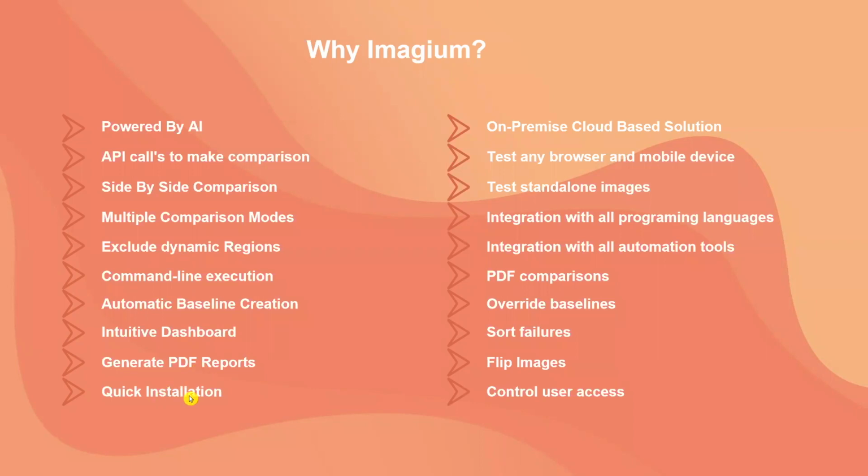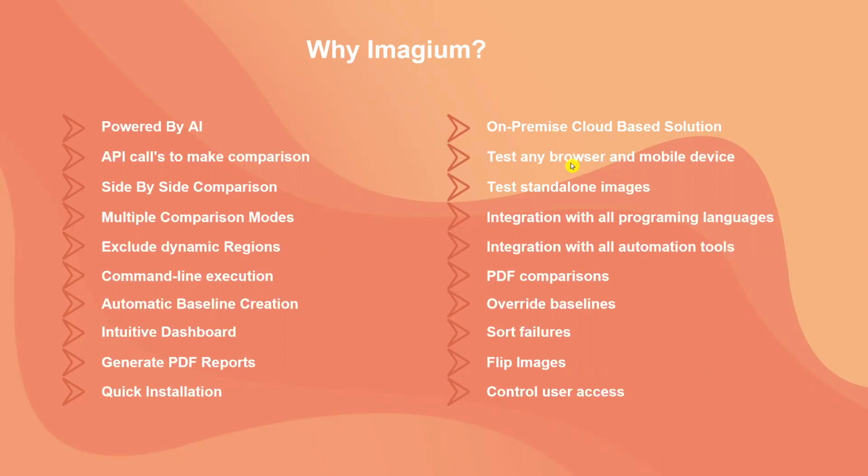It's very quick. The installation process is again the simplest process ever. It takes only 2 minutes if you have the things already downloaded on your machine. It's also an on-premise cloud, as mentioned earlier, which makes it more secure behind your firewalls. You can test any browser, any mobile device, as long as you can take a screenshot of the image. You could also test standalone images. It doesn't have to be a browser or a mobile device.